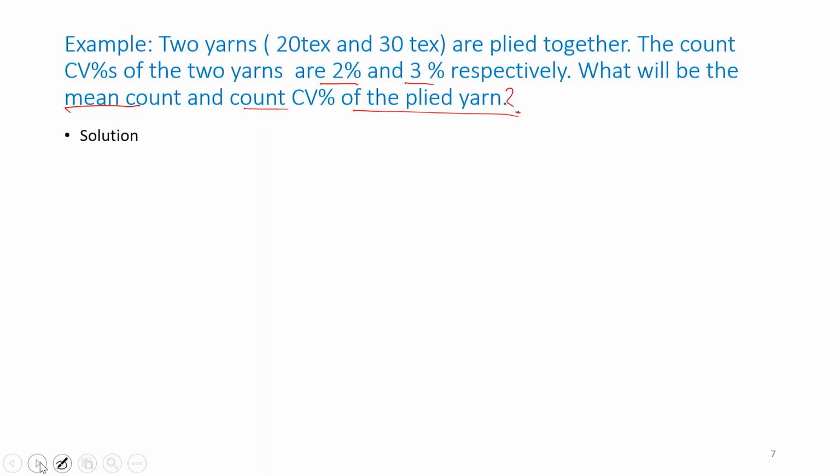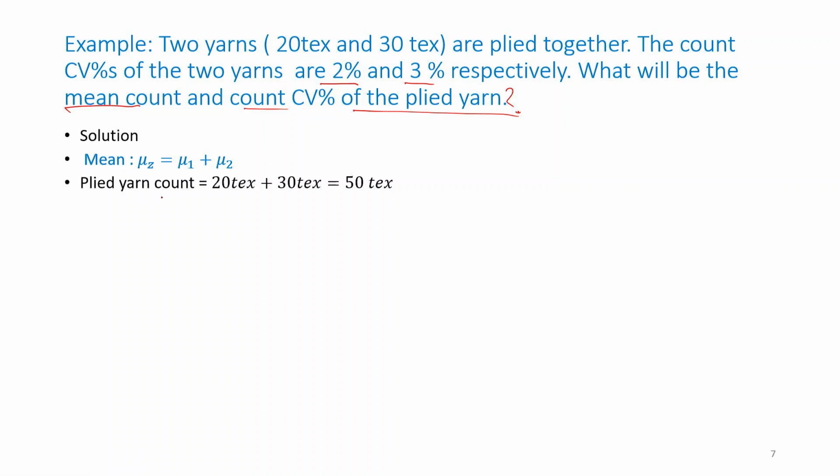So the solution in this case will be, what is the mean value? The mean will be very simple. We know z equals x1 plus x2, so mu z will be mu1 plus mu2. So the plied yarn count, if that is z, will be the sum of this plus this, that is 20 plus 30, simply 50 ticks. That is going to be the mean.